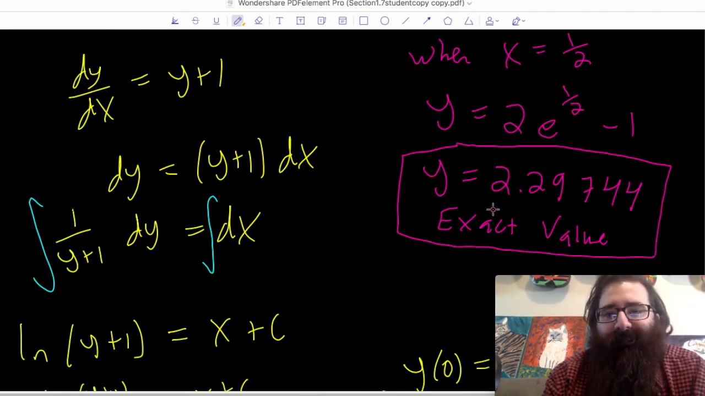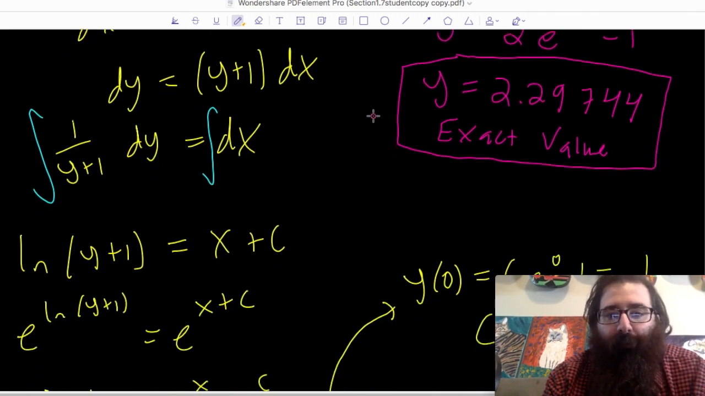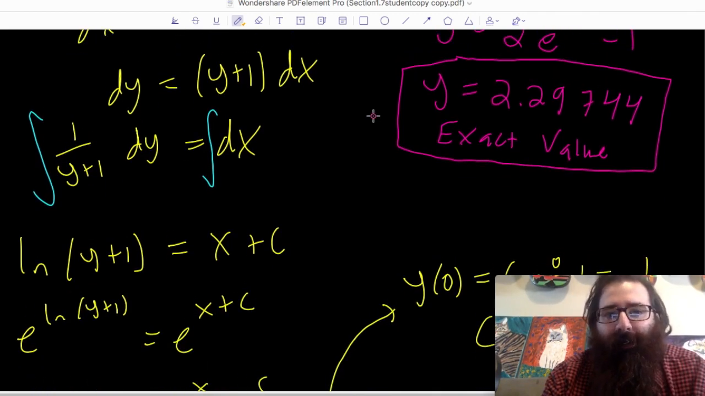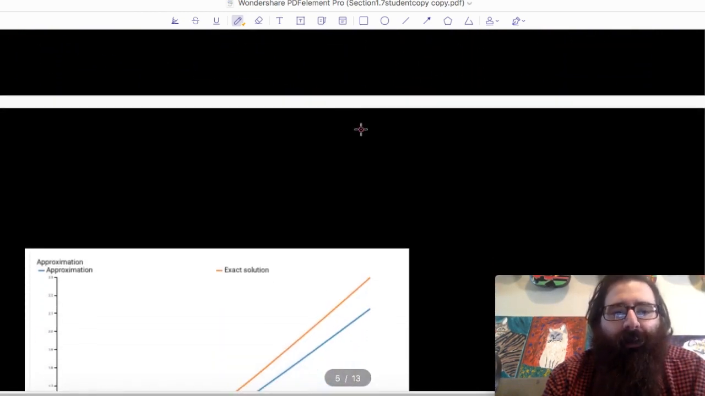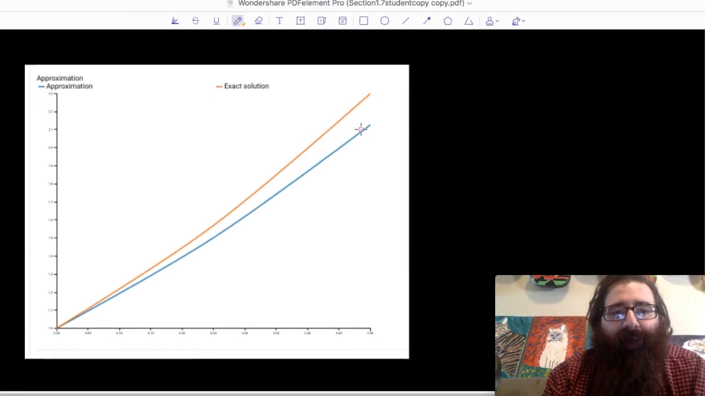If this was completely different than what I had for either approximation, then that would be grounds to go back over and check the work and make sure that I didn't make any mistake, because hopefully Euler's method is a reliable approximation in some measures. Now here we have some pictures of what's happening.